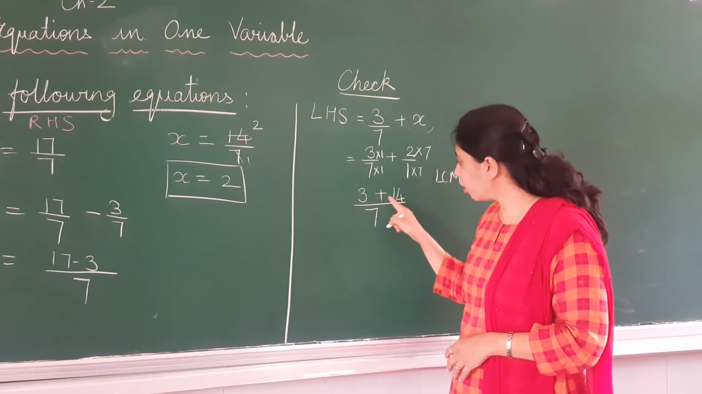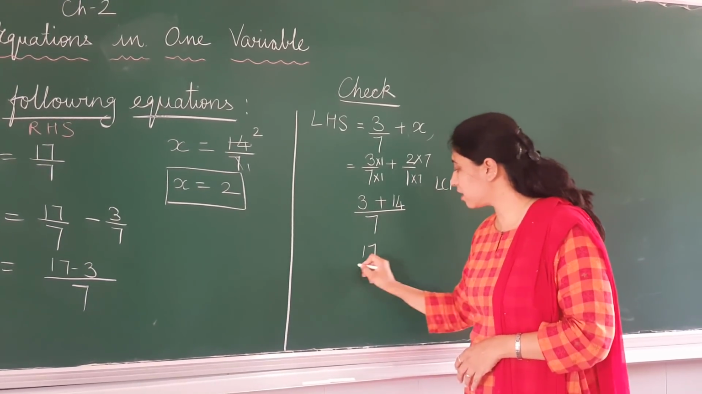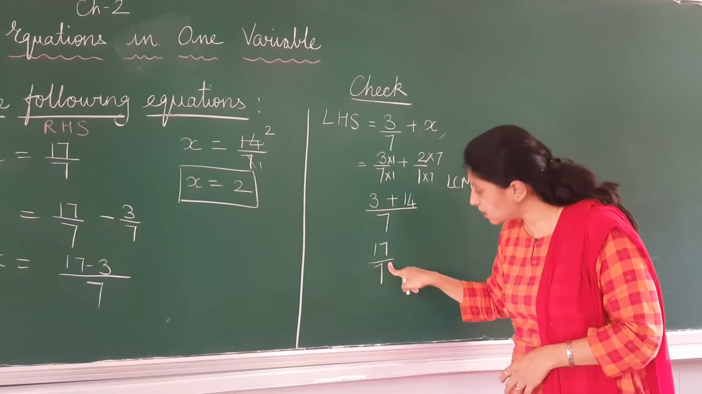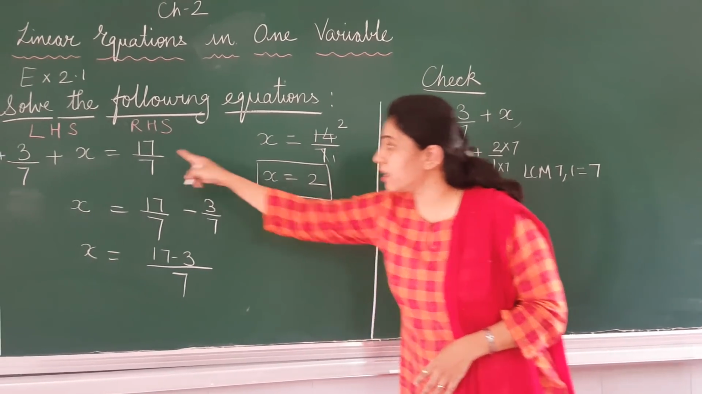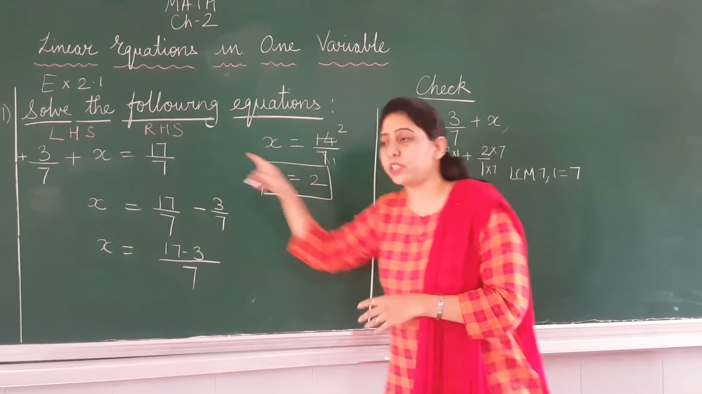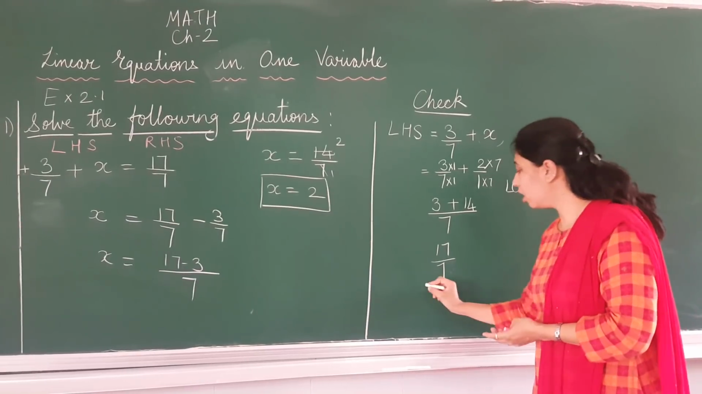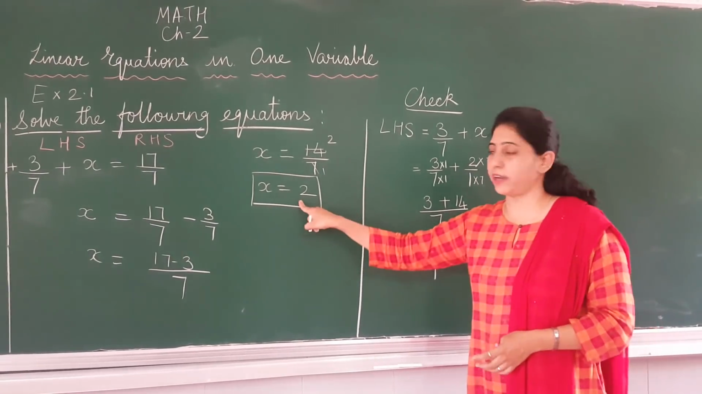Now what will it be? Now you are going to add 14 plus 3 is 17, and the 7 as it is. Now check this answer against your right hand side answer. Is the answer the same? If this answer tallies with this answer, then your value of x is right.